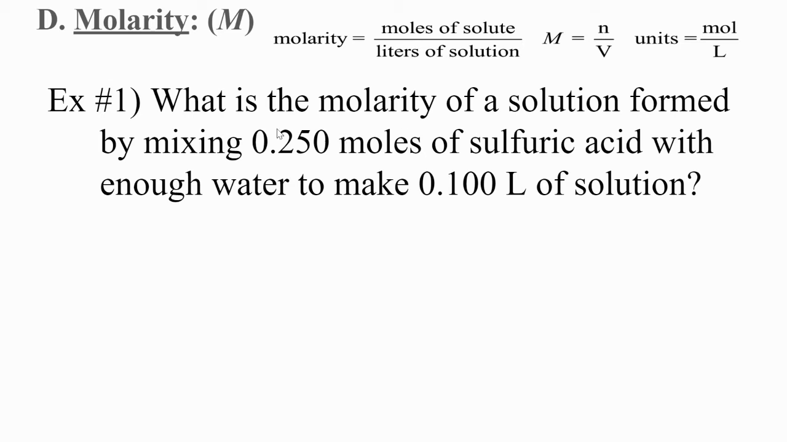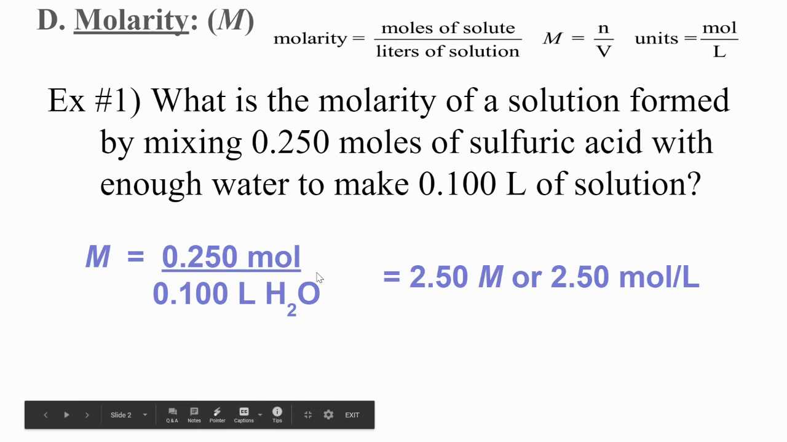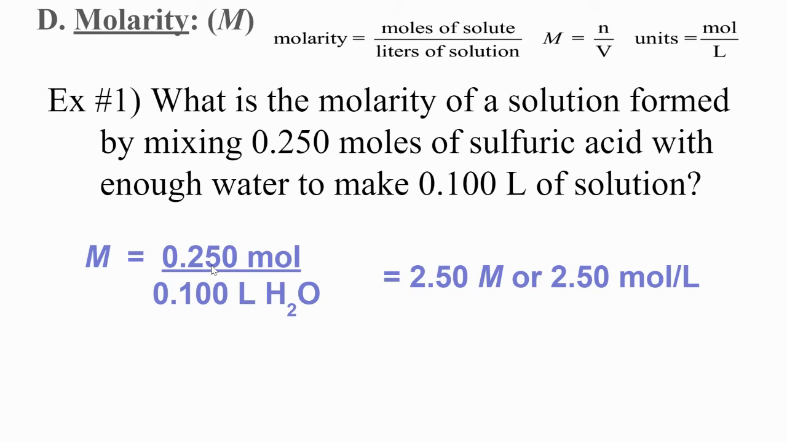So for the first example, we're told that we have so many moles of sulfuric acid in 0.1 liters of solution. What is the molarity? So we're going to be using our formula, M equals n over V. This one is pretty straightforward. I plug in my number of moles, I divide it by my number of liters, and my calculator says it's 2.50.